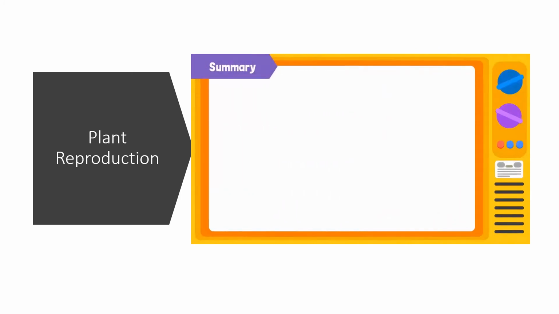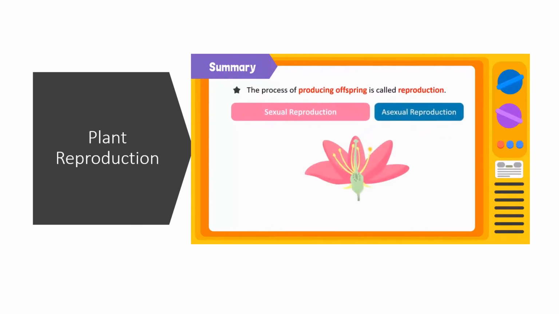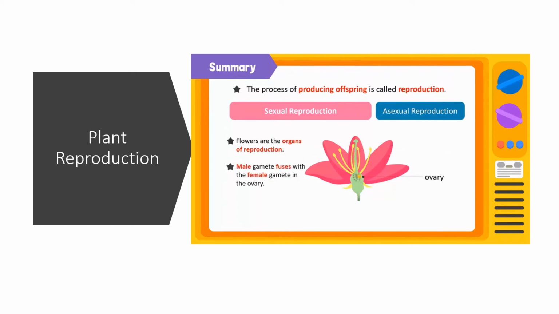Let's summarize. The process of producing offspring is called reproduction. There are 2 methods of reproduction in plants: sexual reproduction and asexual reproduction. In sexual reproduction, flowers are the organs of reproduction. During pollination, pollen grains, which contain male gametes, fuse with the female gametes in the ovary. Seeds are formed at the end of sexual reproduction.